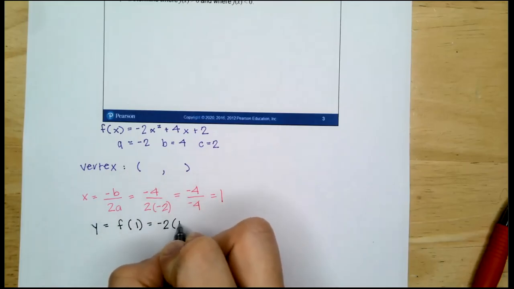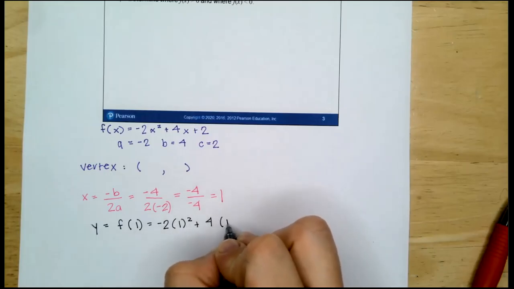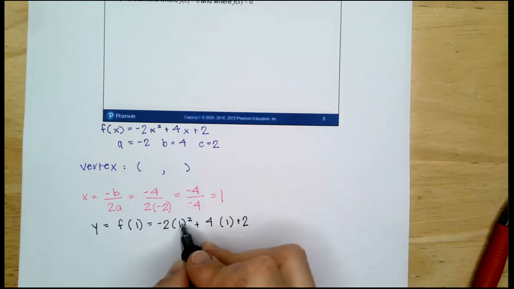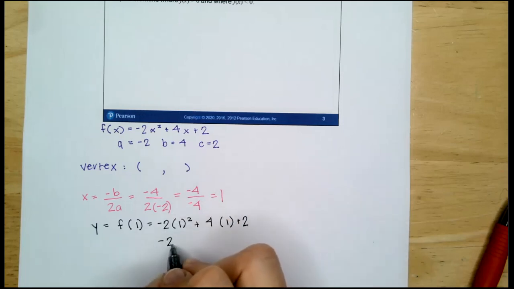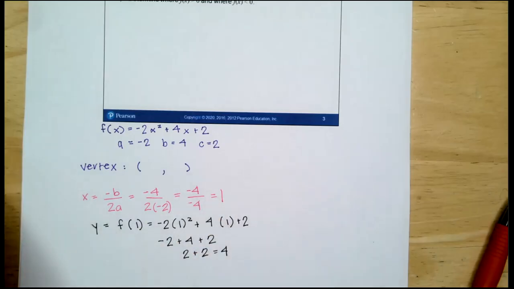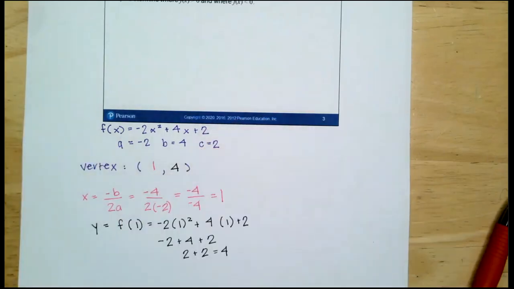Negative 2 times 1 squared plus 4 times 1 plus 2. Good? 1 squared is just 1, so that's negative 2 plus 4 plus 2. Negative 2 plus 4 is 2. 2 plus 2 is 4. So x is 1, y is 4 for my vertex.